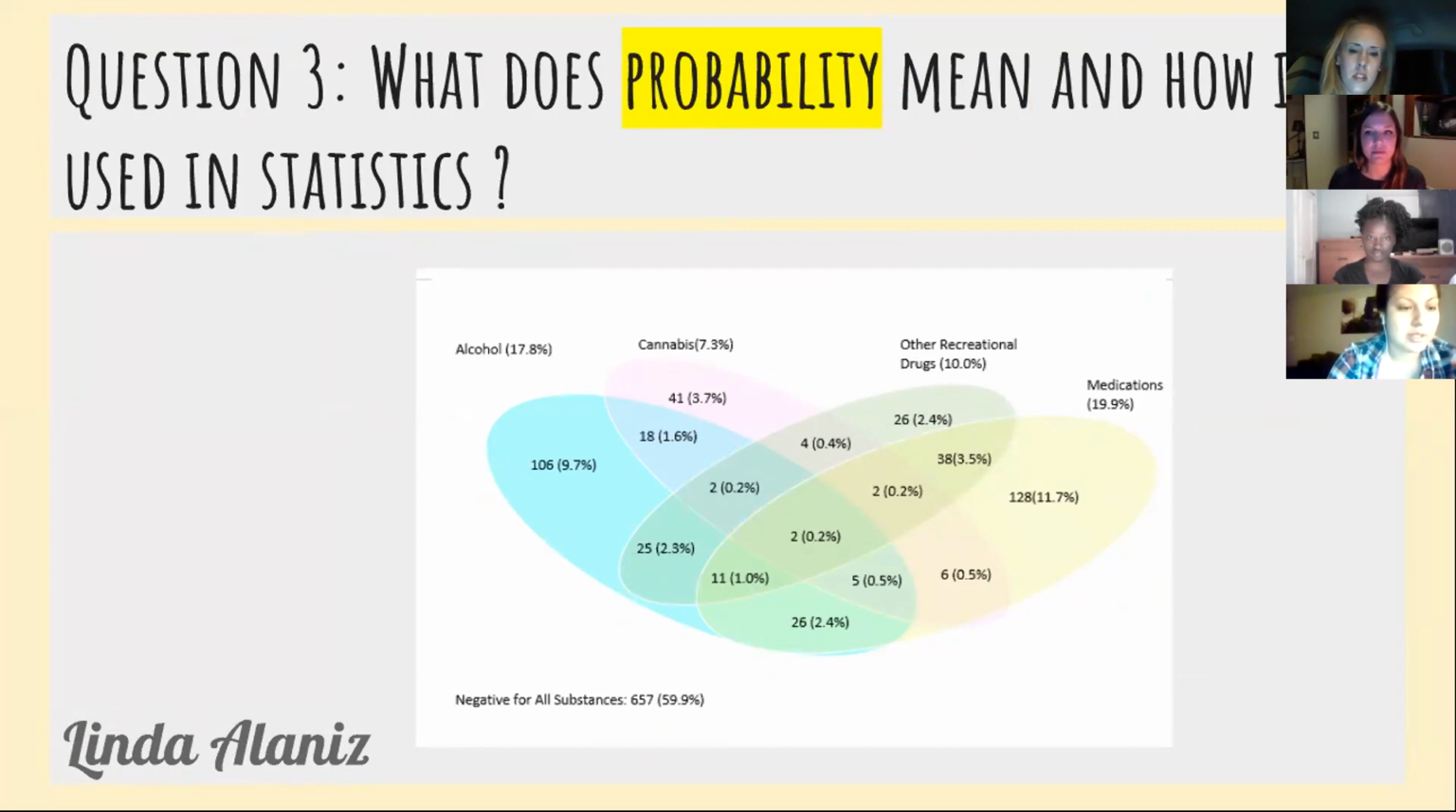Statistics helps us collect, organize, and interpret numerical data. The graph shows the probability of people getting pulled over with one or more substances in their blood. For example, there is a 1.6 probability for someone to be under the influence of cannabis and alcohol while driving their car.